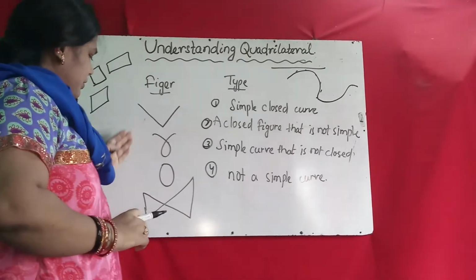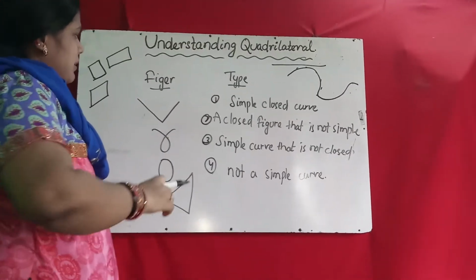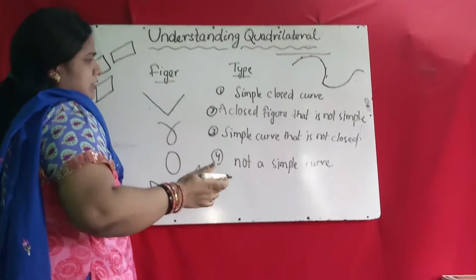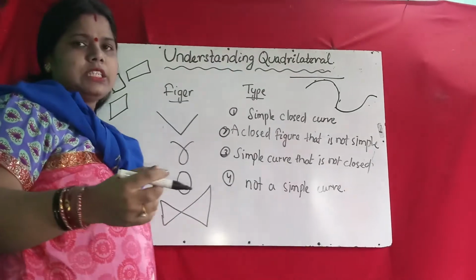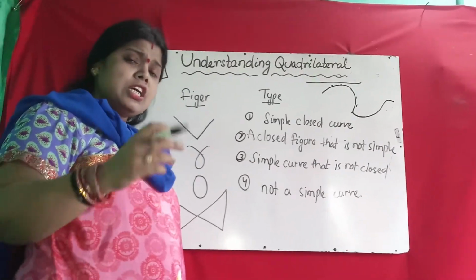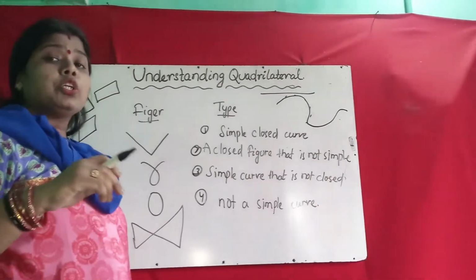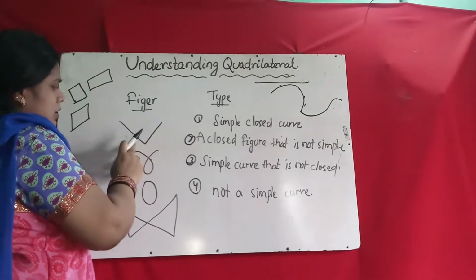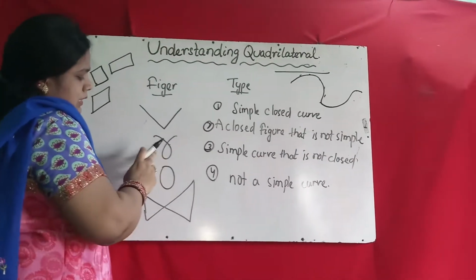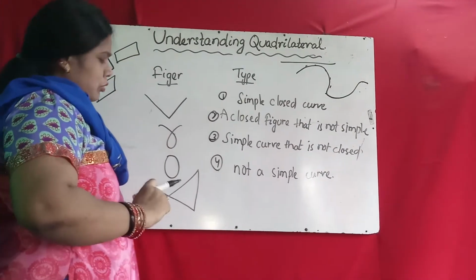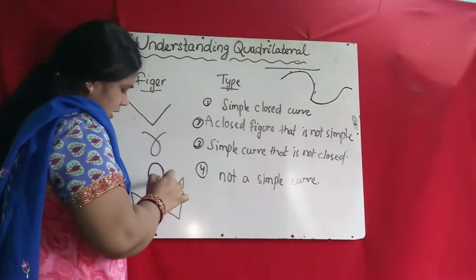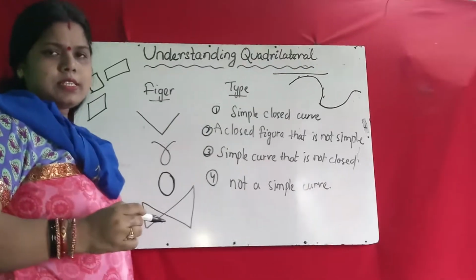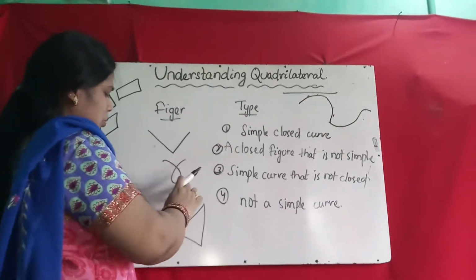So here some figures are given. The left side and right side figures are simple closed curves. A curve means something which is not a straight line. This one is a simple closed curve again. This is a curve, but it is open. This is a curve, but it is not simple. And this one is a circle. A circle is called a simple closed curve because it has no opening.